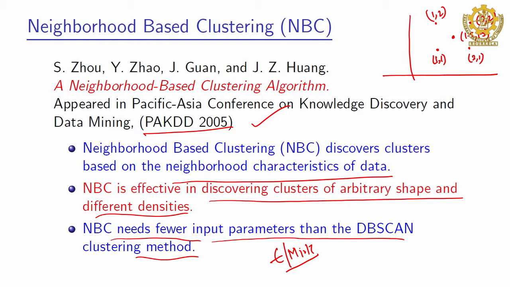Now the question is, if you apply the DB-scan method on this data set with epsilon 0.9 and minimum point 2, and you consider the distance to be L2.